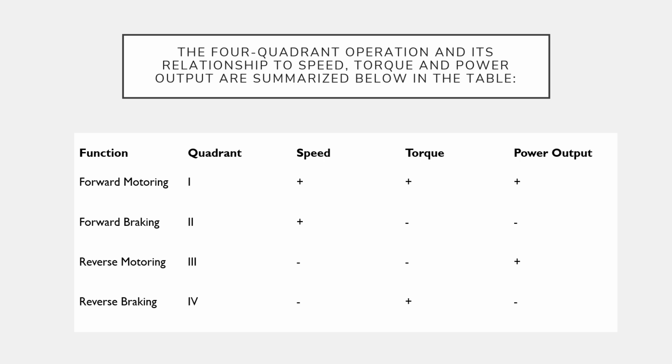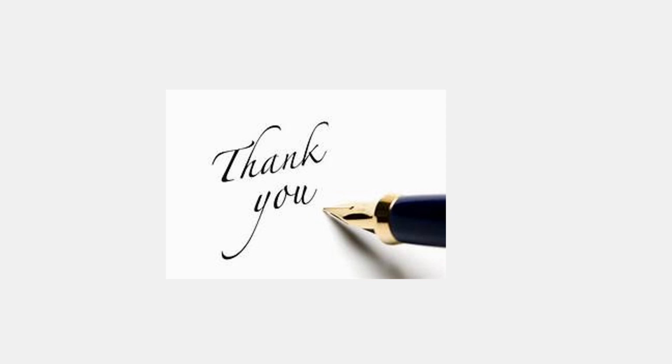And thank you. So this is my topic about the four quadrant operation. The four quadrants are forward motoring, forward braking, reverse motoring, and reverse braking. These four quadrant operations are there in electrical drives.